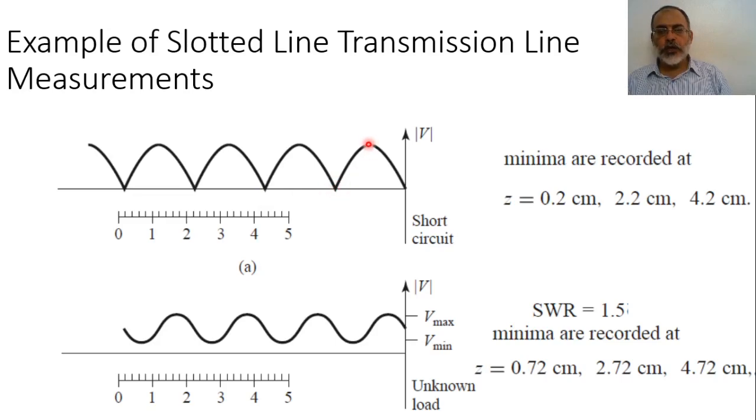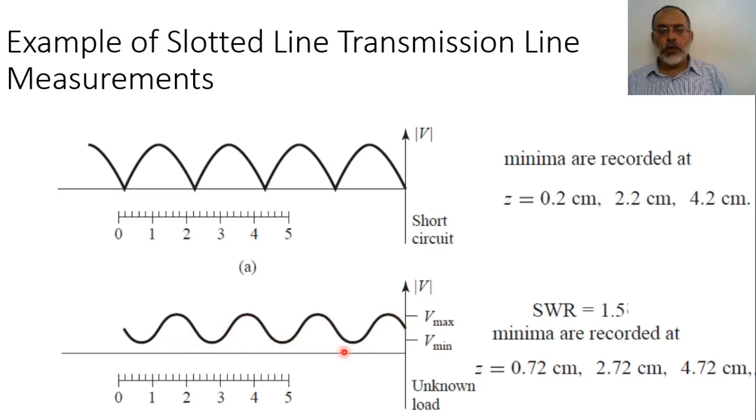And the maximum is actually twice the input or the incident voltage. When we applied the short circuit, we obtained the minimum at distances Z equal 0.2 centimeters, Z equal 2.2 centimeters, and Z equal 4.2 centimeters. On the other hand, we replace this short circuit by an unknown load, and with such an unknown load we obtain such a standing wave pattern.